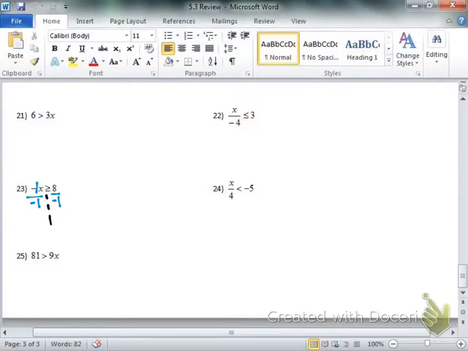Anytime you divide by a negative, what happens right here? You flip it. So negative 1 divided by negative 1, that becomes a positive 1X, or just X. Flip your symbol. It was greater than or equal to. Now it's less than or equal to. And a positive 8 divided by a negative 1 is negative 8. That was a tricky one. What are your questions?